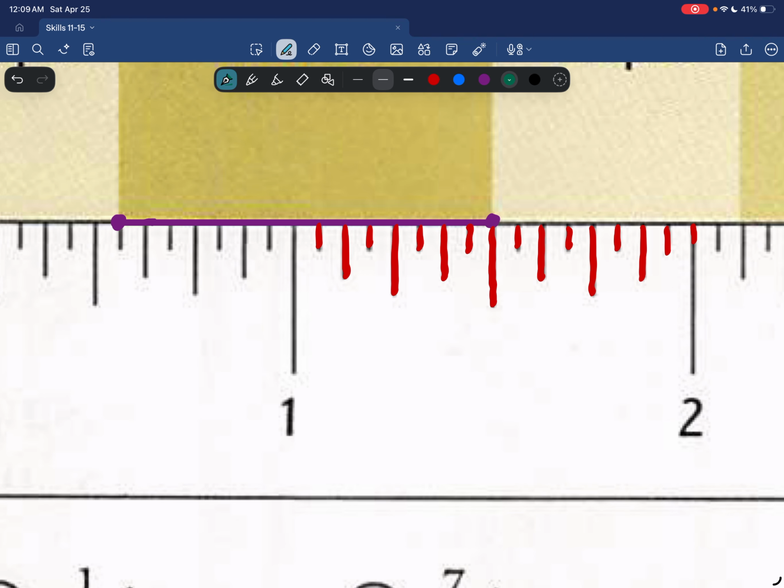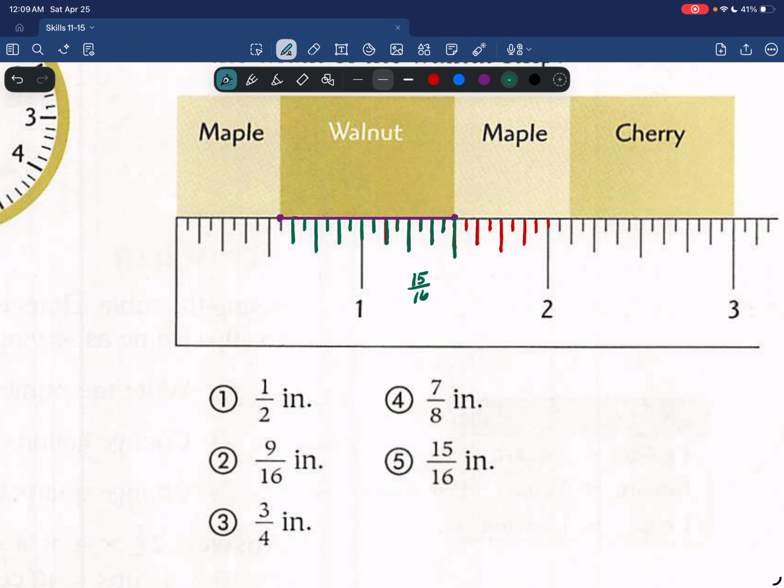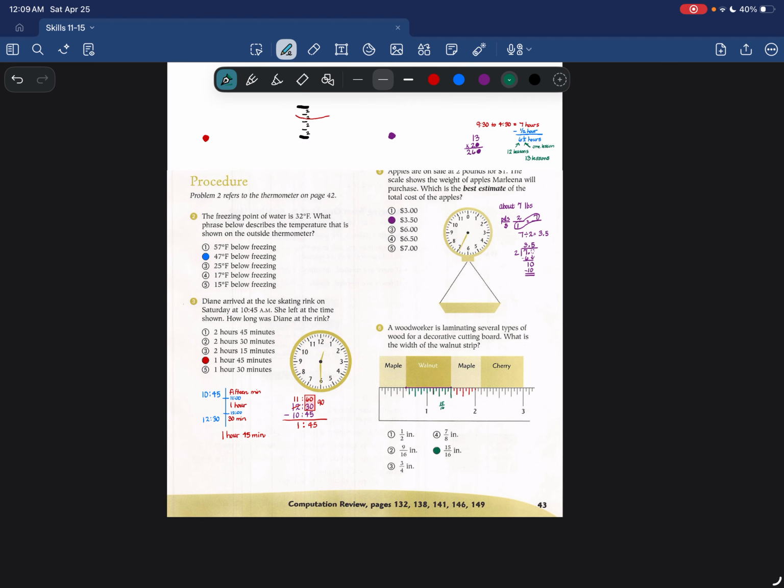So I'm starting here. I have 1, 2, 3, 4, 5, 6, 7, 8, 9, 10, 11, 12, 13, 14, 15. So I have 15 of those 16th marks, and that would be my estimate. I like number 5 for that one. It cannot be simplified. If 15/16 would reduce, I would have to do that, but it cannot be reduced. And that was the end of the page.